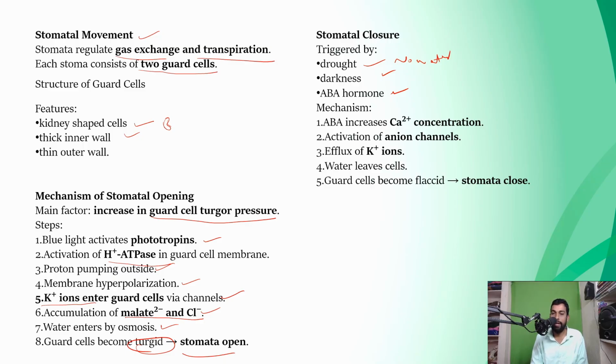How does it work? ABA increases calcium concentrations. Activation of anion channels. Efflux of potassium ions. Water leaves the cells. Efflux means going out. Influx means going inside. Guard cells become flaccid. Turgid, flaccid. They are opposite words, okay? Turgid means pressure. Flaccid means no pressure. So the guard cells are flaccid and the stomata is closed, okay?